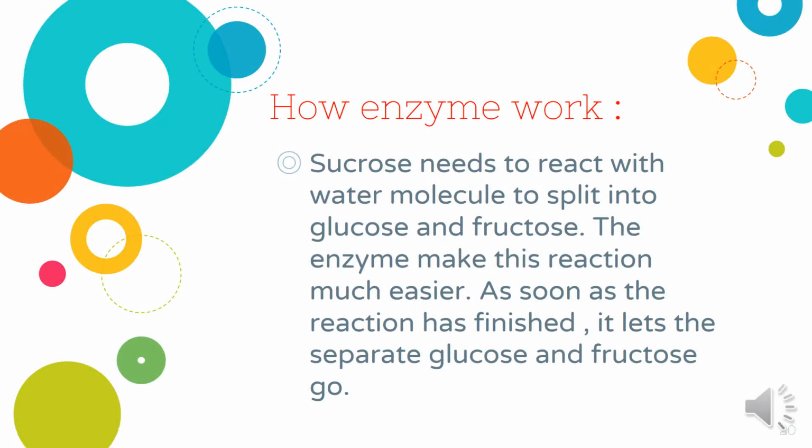Okay, how enzymes work again. Sucrose needs to react with water molecules at the beginning to split into glucose and fructose. As we mentioned, sucrose from the sugarcane contains glucose and fructose. So the enzyme makes this reaction much easier. As soon as the reaction has finished, it lets the separate glucose and fructose molecules go away.